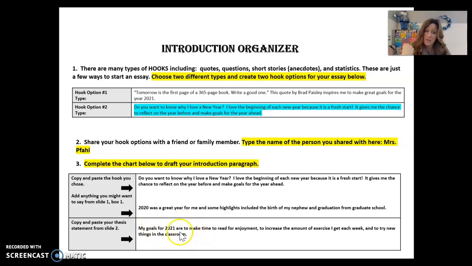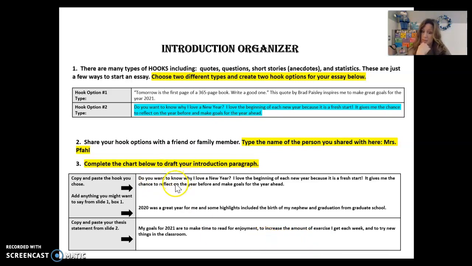And then here is my thesis statement, which I copied and pasted from slide 2 on the slideshow. And that's where yours is as well. Remember, my goals for 2021 are to, and then you're listing the goals that you're talking about in your body paragraphs. So you can just copy and paste it from your previous slides, okay? So basically, if I look at this all together, I have 1, 2, 3, 4, 5 really good sentences that'll make a really good introduction paragraph.